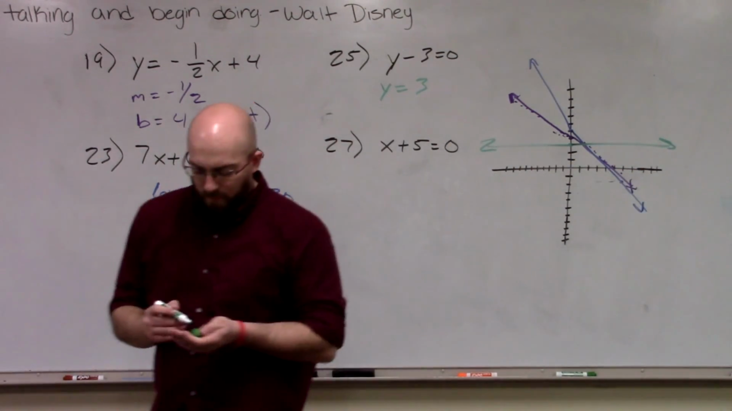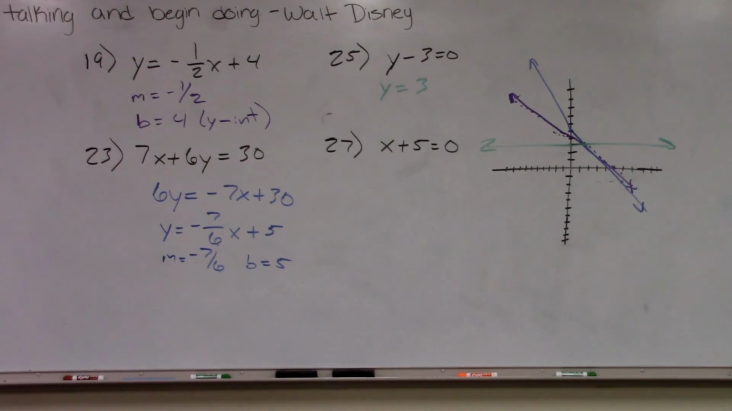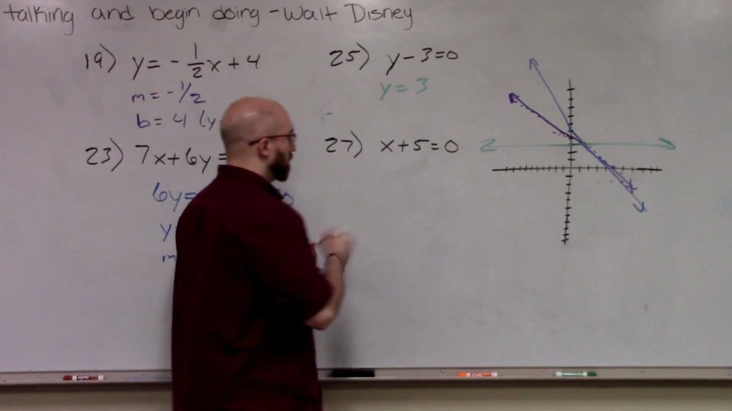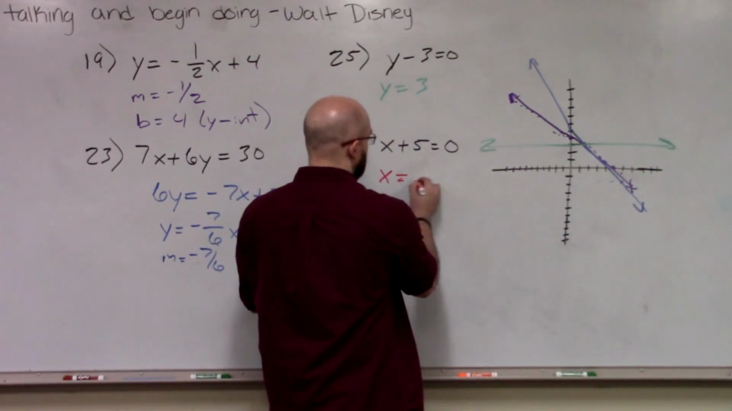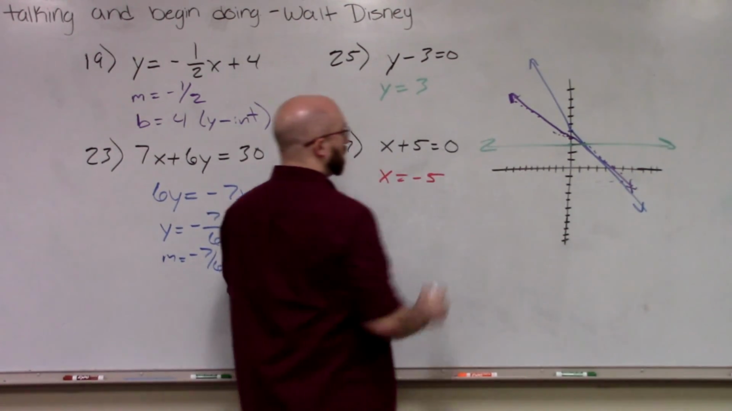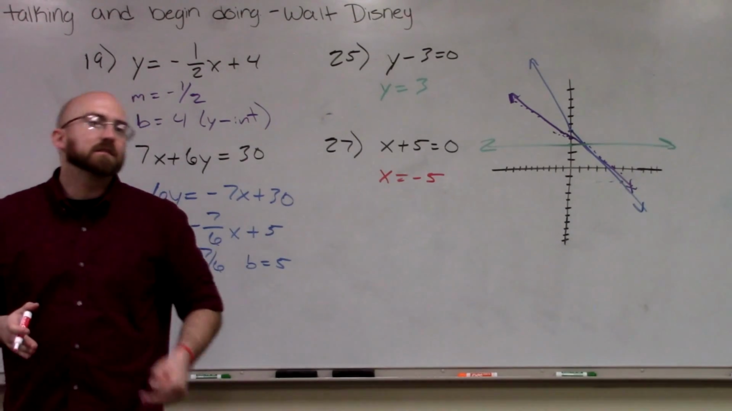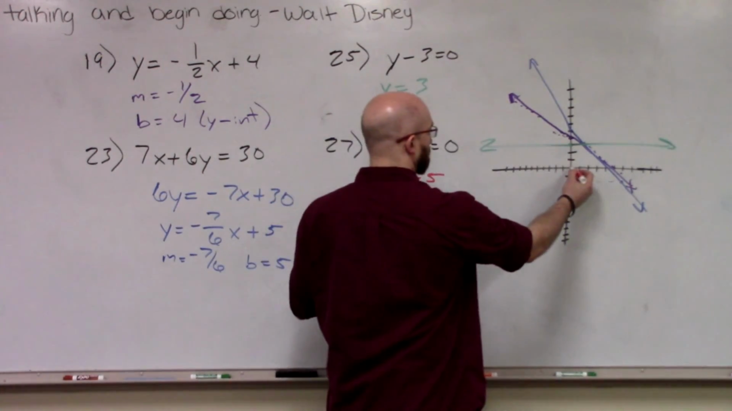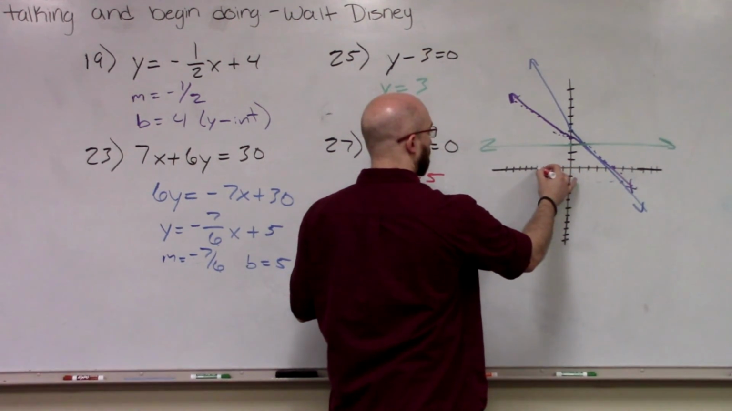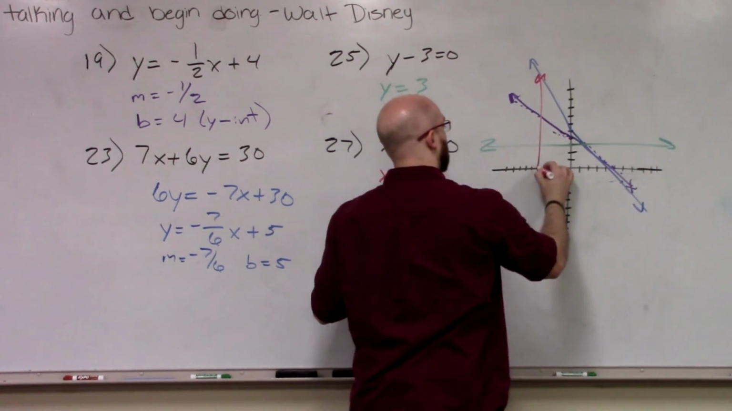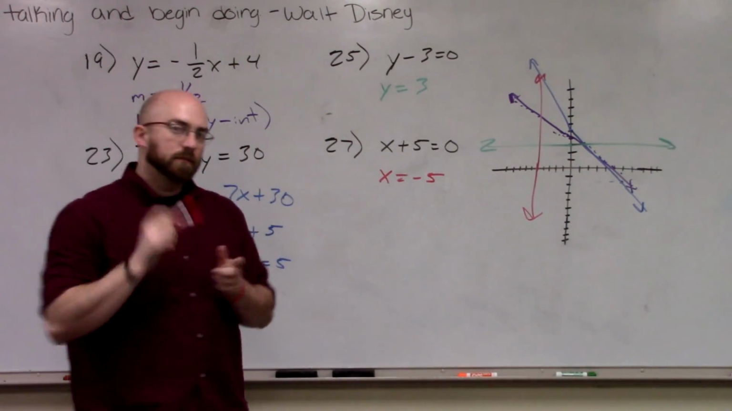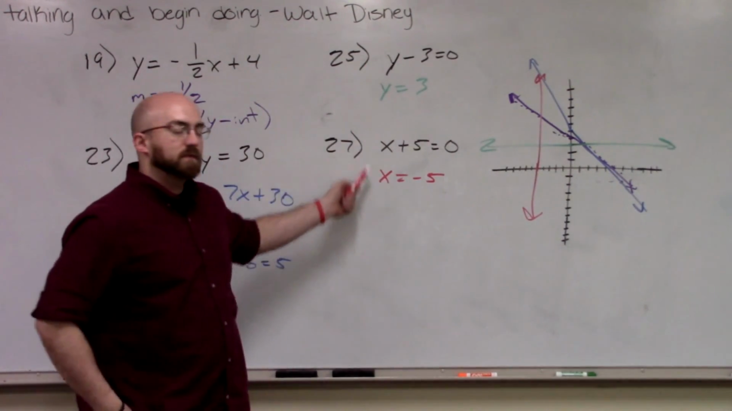Alright? The last one. There's no y value, so solve for x. So, x equals negative 5. Slope is undefined. This is a vertical line, straight up and down. So let's go to negative 5. We'll go straight up and down. Okay? Students struggle with these two concepts right here.